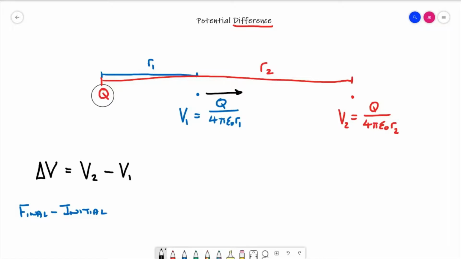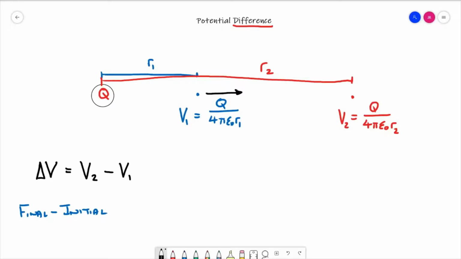And there finally we at least have an idea of what potential difference is. We can calculate the potential at 2 points. The potential difference will therefore be the difference in potential between those 2 points.